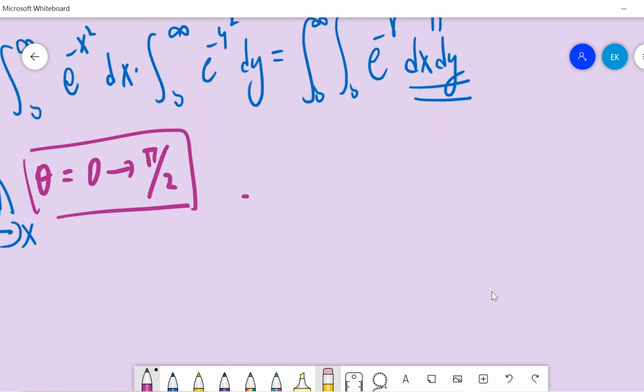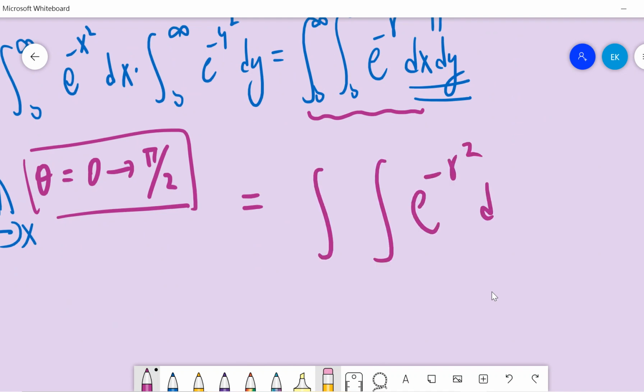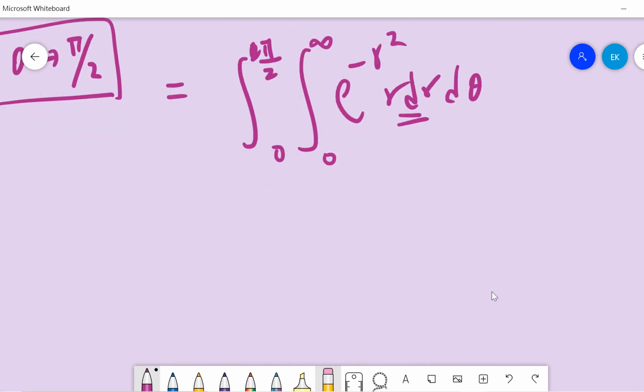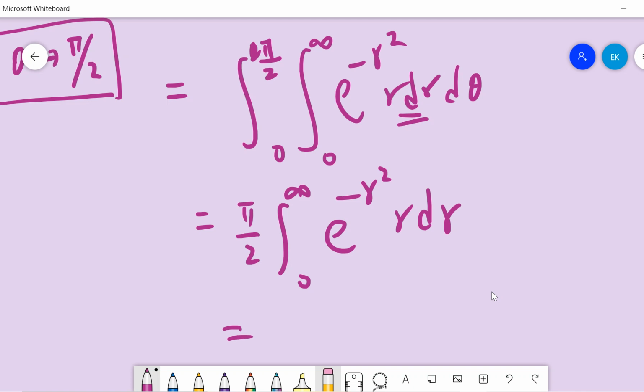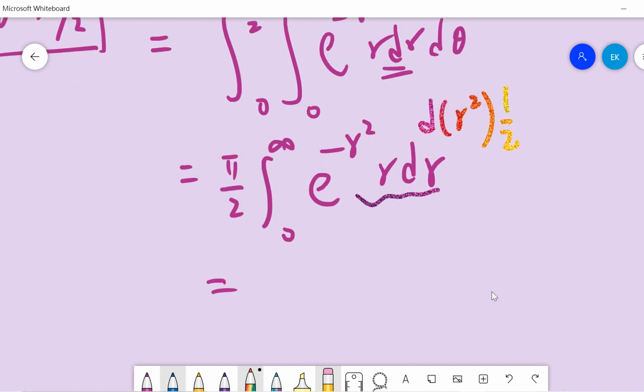So this integral is fairly easy. We just change it to r from 0 to infinity and θ from 0 to π/2. So we have π/2 times the integral from 0 to infinity of exponential minus r squared times r dr. And notice that this is minus r squared over 2, so we have π over 4 times the integral from 0 to infinity.